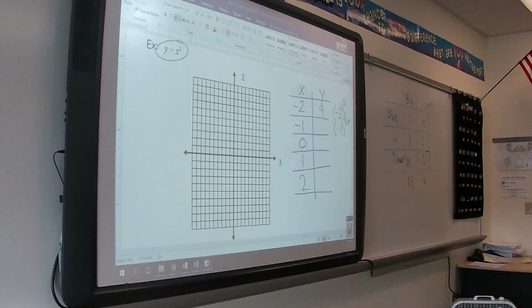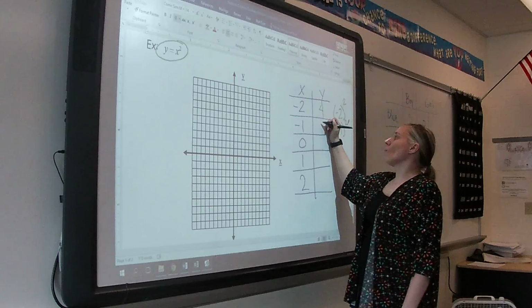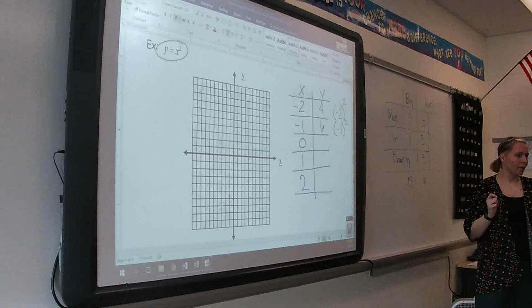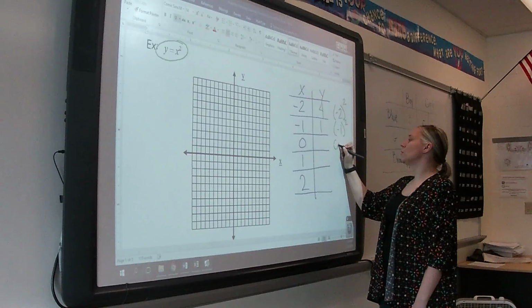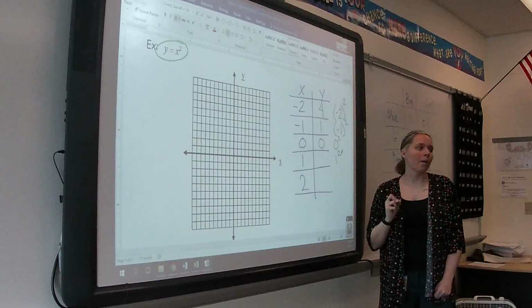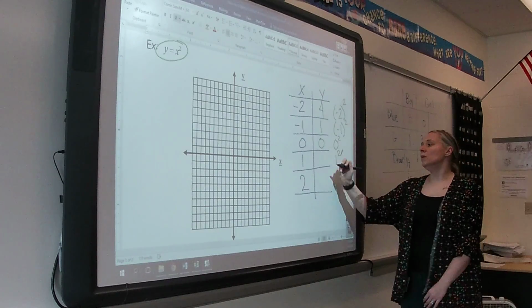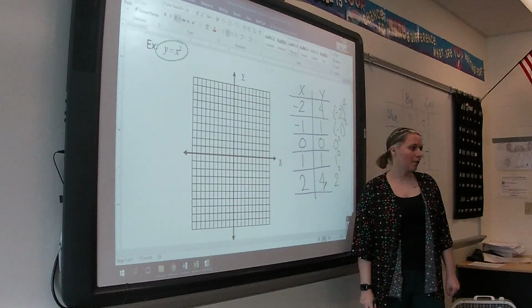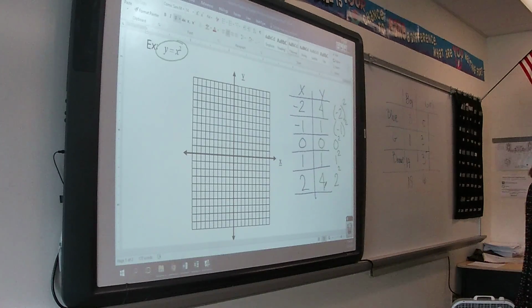Then we'll plug in -1. -1 squared is 1. 0 squared is 0. 1 squared is 1. 2 squared is 4.